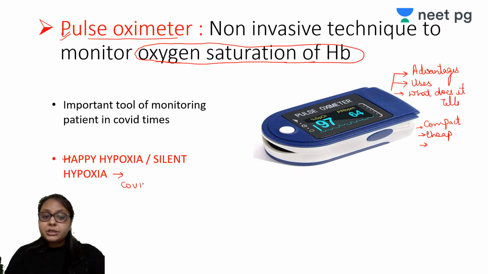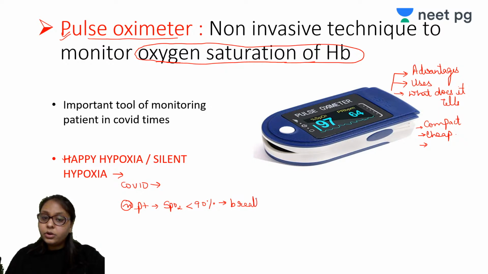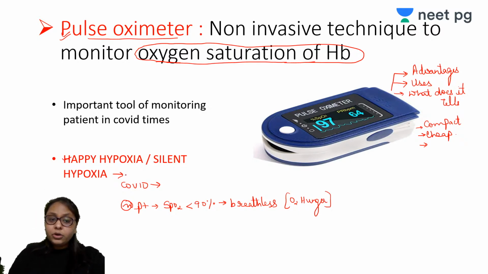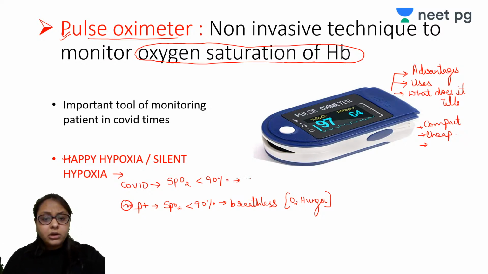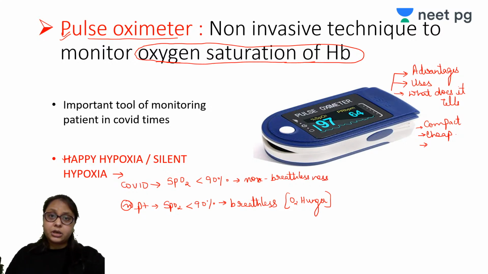See, in COVID patients, why pulse oximeter monitoring is very important is, first we'll talk about the normal patients. Normal patients, if the saturation falls below 90%, the patient becomes breathless. Okay, there is oxygen hunger. But in COVID patients, even when the SpO2 falls less than 90%, the patient does not become breathless. No breathlessness is there. And then there will be sudden deterioration of the patient's condition. So to prevent that, we should use the pulse oximeter regularly in case of COVID patients.